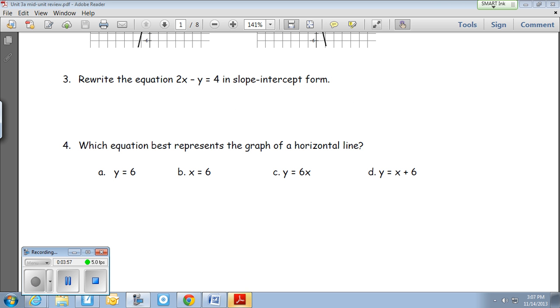Number 4, which equation best represents the graph of a horizontal line? Horizontal is actually that line right there. It goes side to side. Think of horizon as horizontal, looking out at the horizon. So side to side. So I'm going to look to see which one of these makes a horizontal line. I know that this one does not because with 6x, 6 would be my slope. So up 6 over 1, up 6 over 1. So that would be a slope to it.